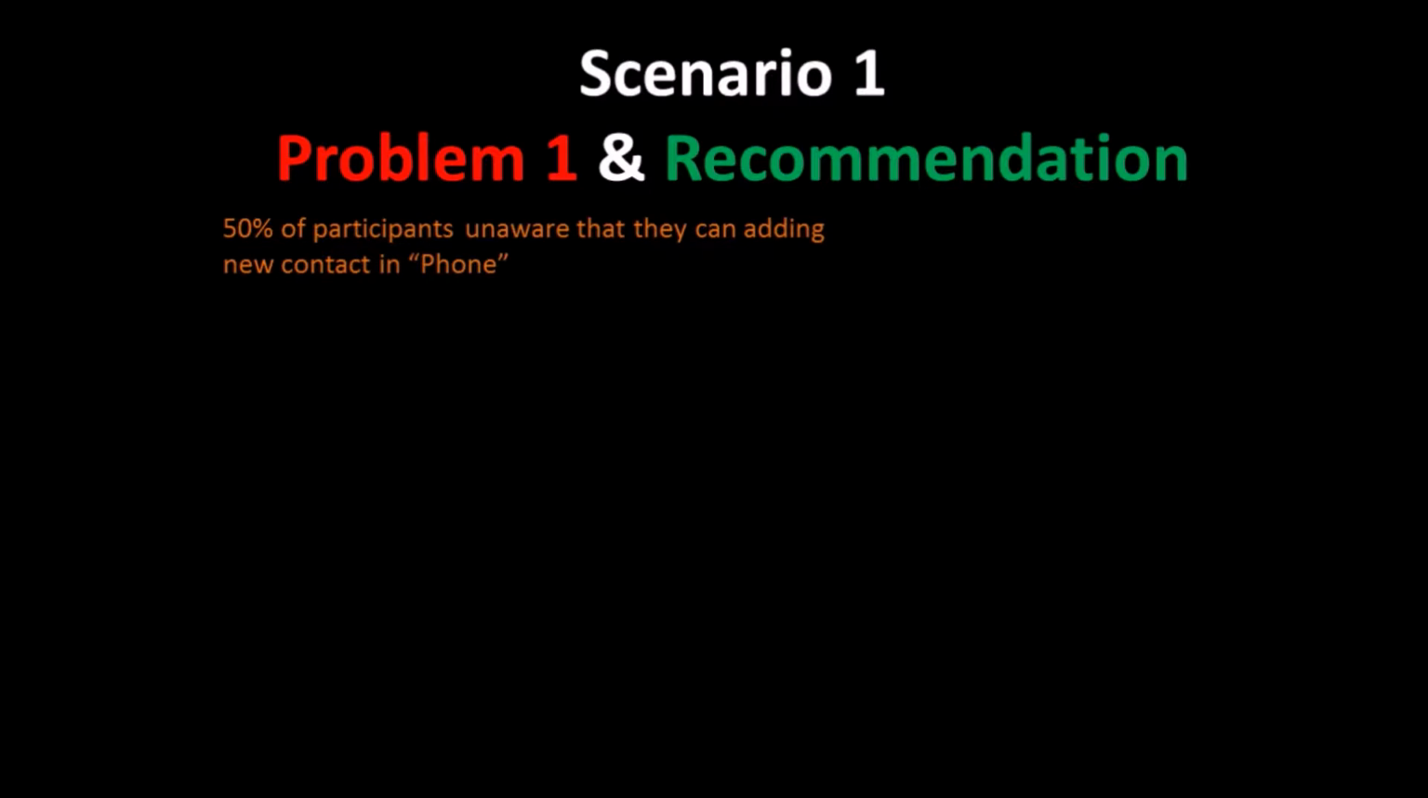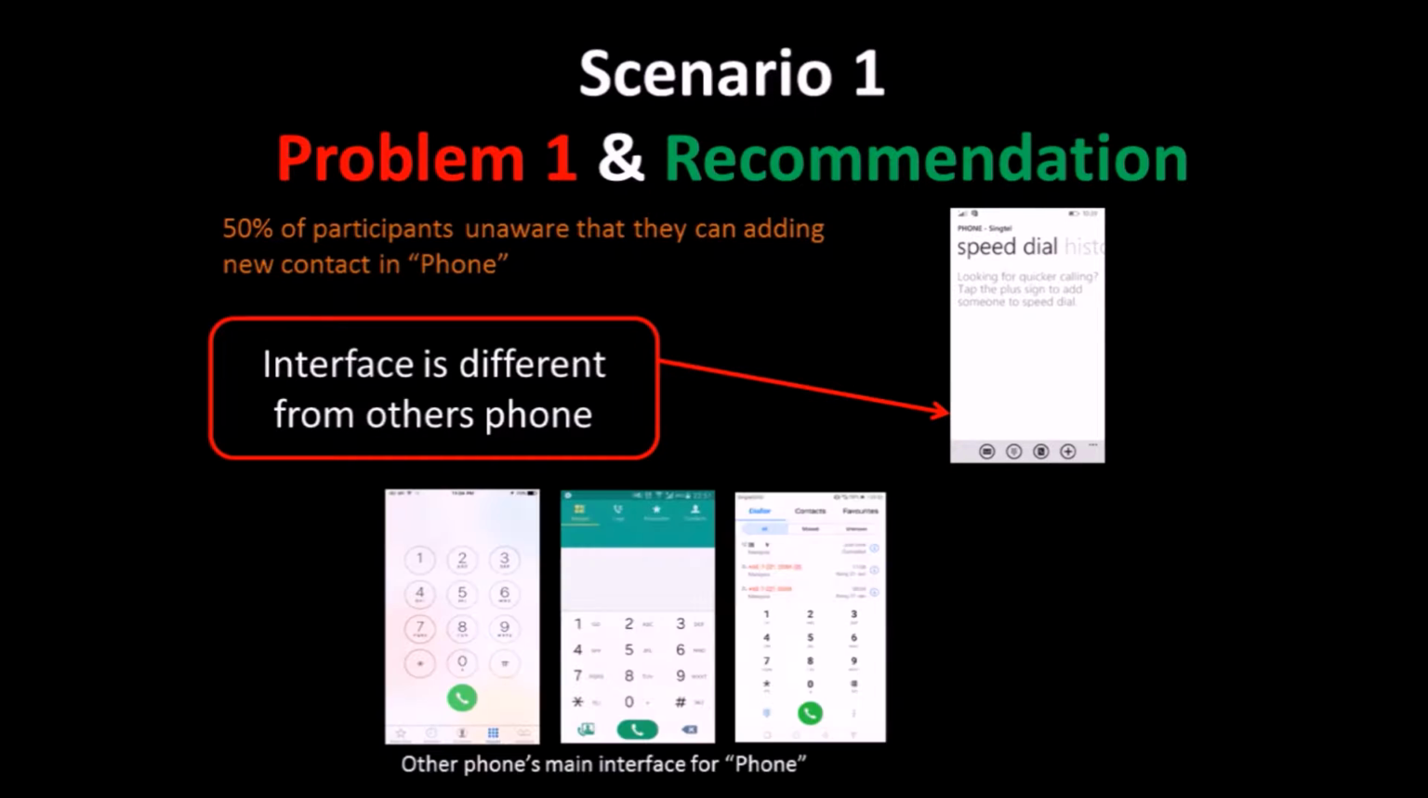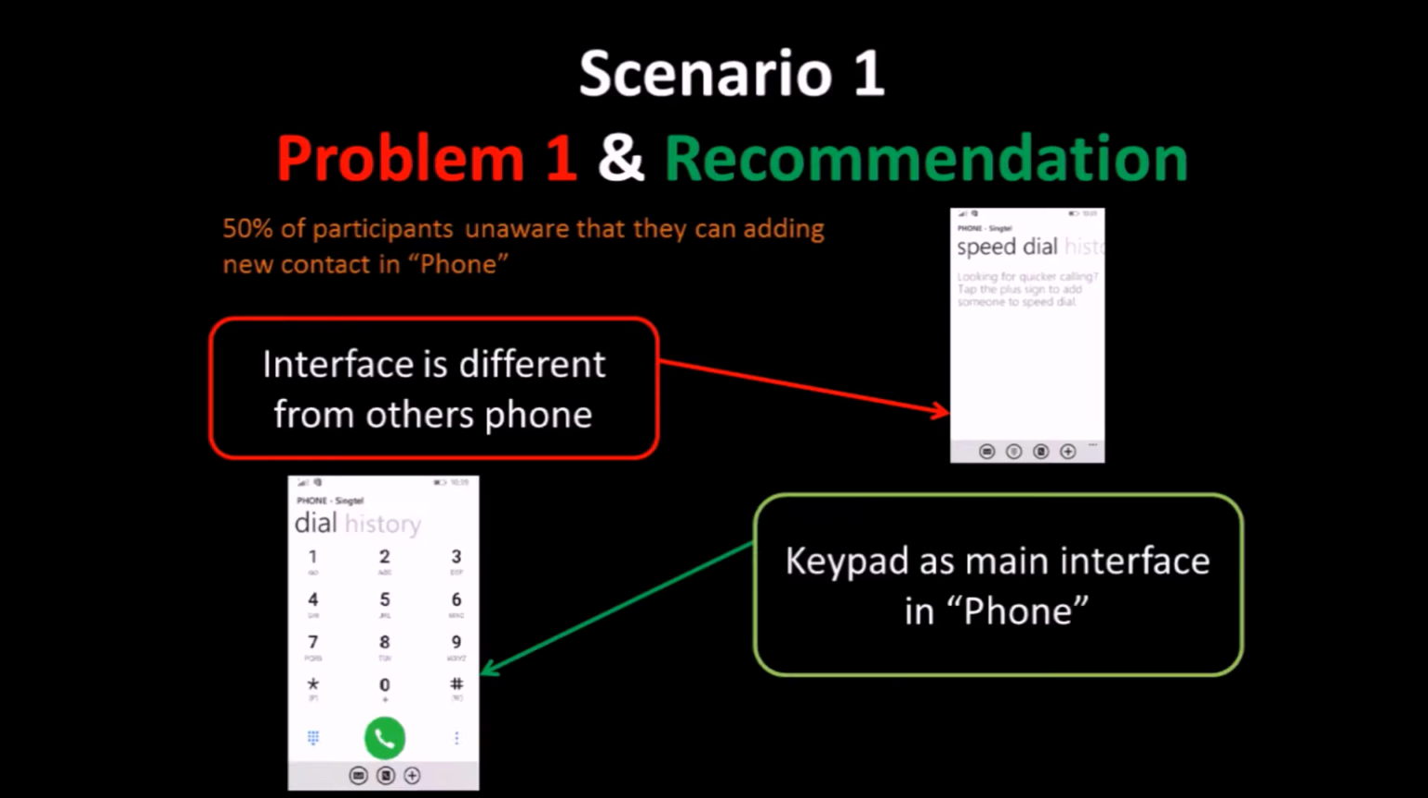Problem 1, we found that 50% of our participants are unaware that they are able to add the new contact in full function even though they access the full function. We think that this is because the interface of full function is very different from other phone brands such as Apple, Samsung, and Huawei. As a recommendation, we suggest that the keypad can be put on the main interface in full function so that users can easily key in the new contact when they access the full function.